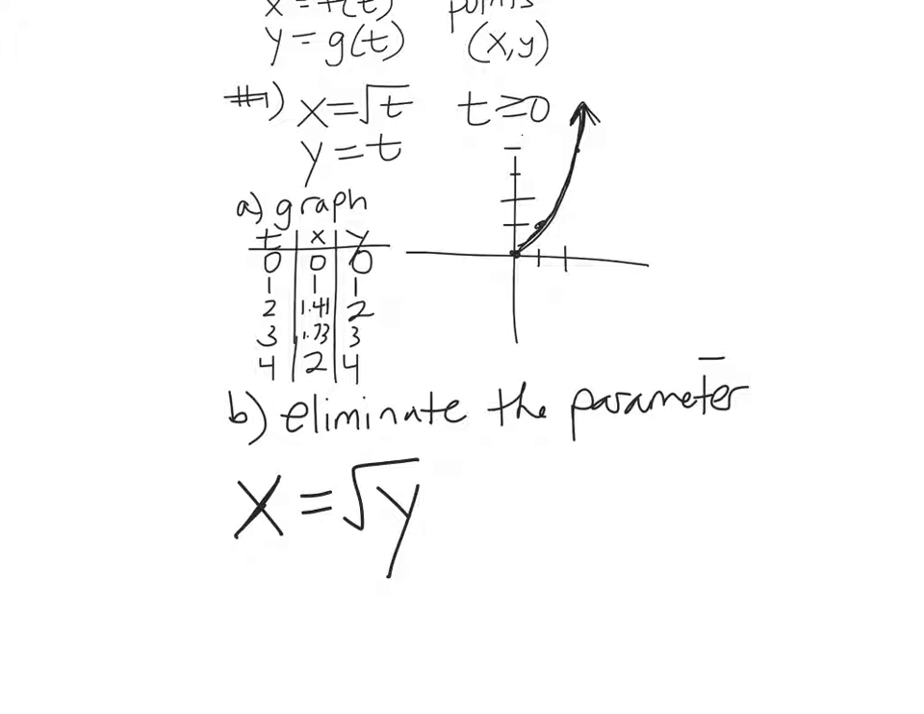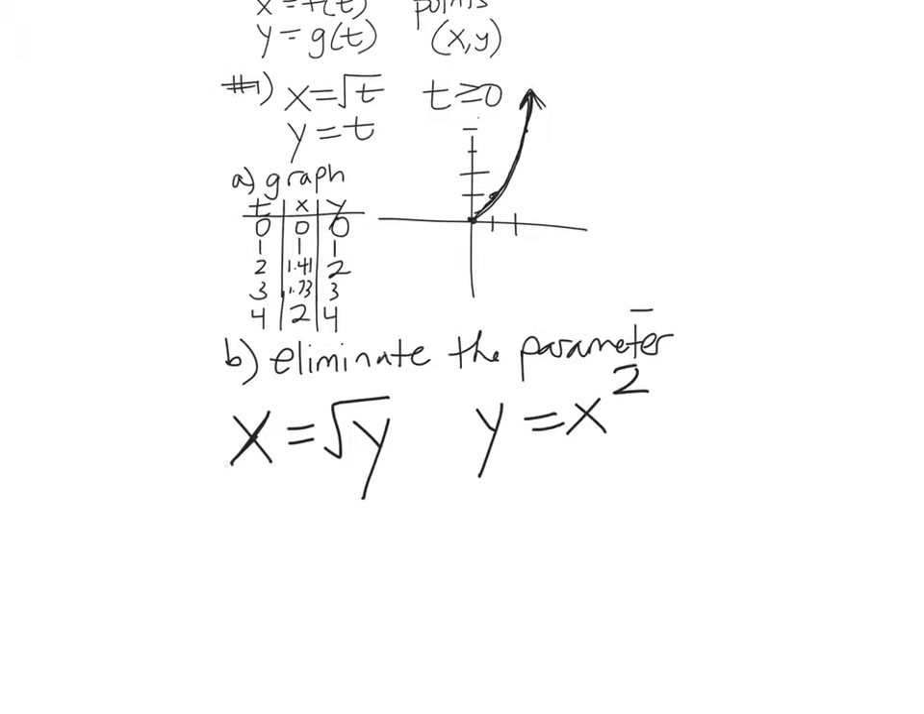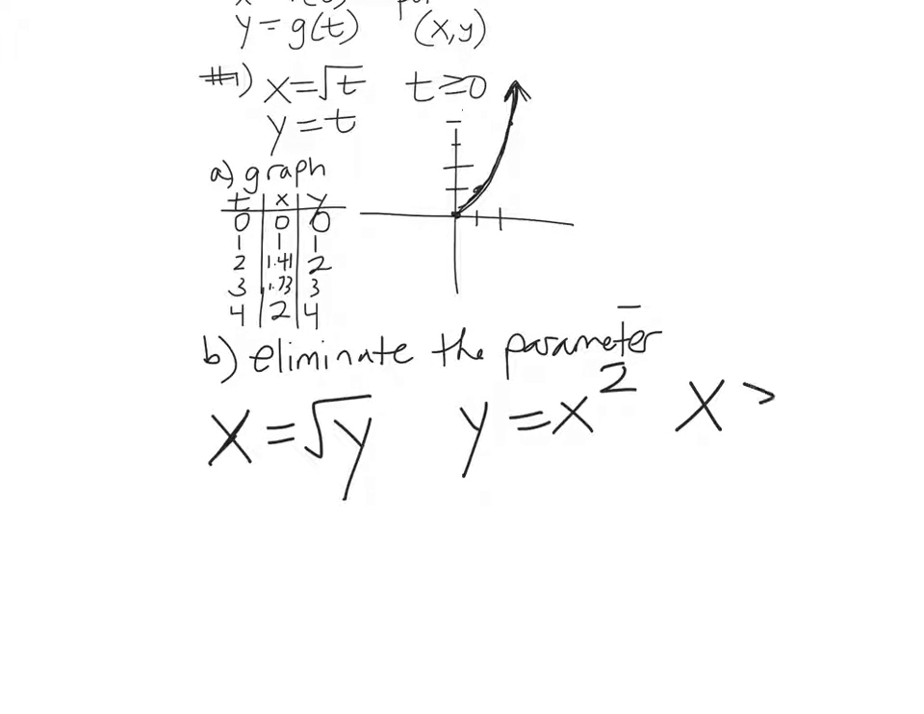You could square both sides and say y is equal to x squared, but you'd have to make sure that you do one of two things. You would say x has to be greater than or equal to 0 because it's only the right side. Or you would actually just write right side of parabola. And they allow that, which I think is kind of funny, instead of mathematically saying it.